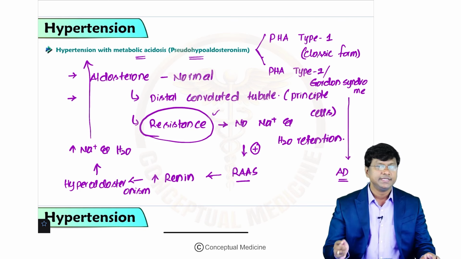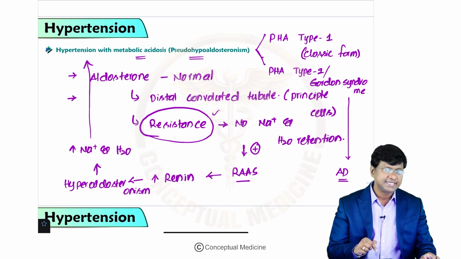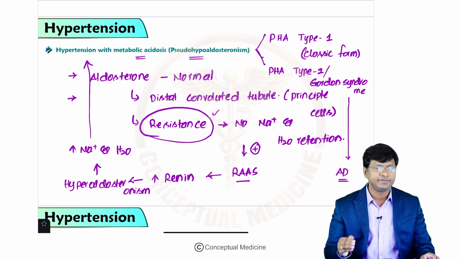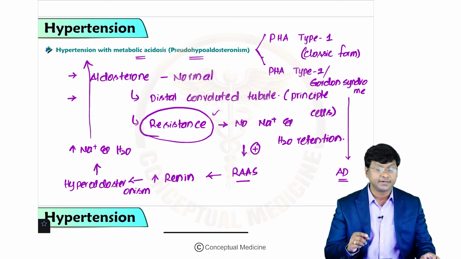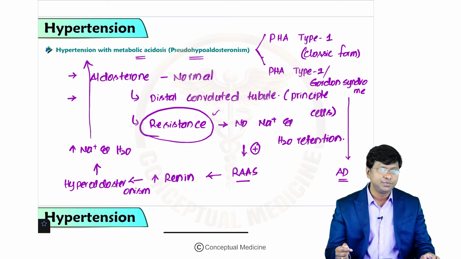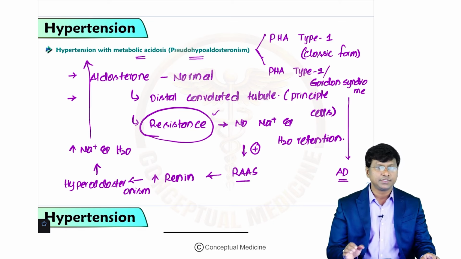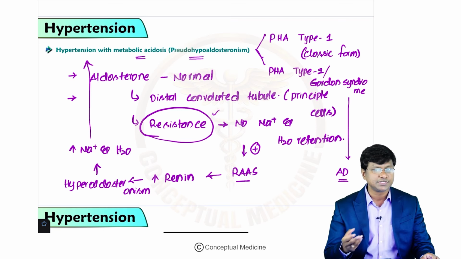So let me repeat, it is renal tubular unresponsiveness or resistance to the action of aldosterone. Once there is resistance to the action of the aldosterone, there will be volume depletion, and that will trigger hyperreninism and hyperaldosteronism, leading to hypertension. We have two types, that is pseudohypoaldosteronism type 1, which is the classic one, whereas type 2 will be your Gordon syndrome.